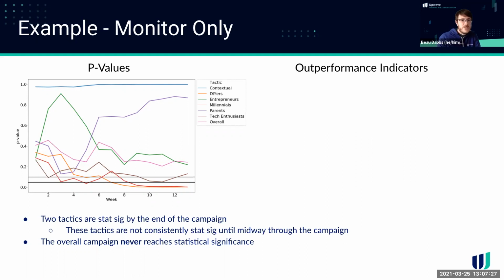Here we see that 2 tactics, DIYers and millennials, are stat sig by the end of the campaign, but the overall campaign never reaches statistical significance, even at the 90% level.